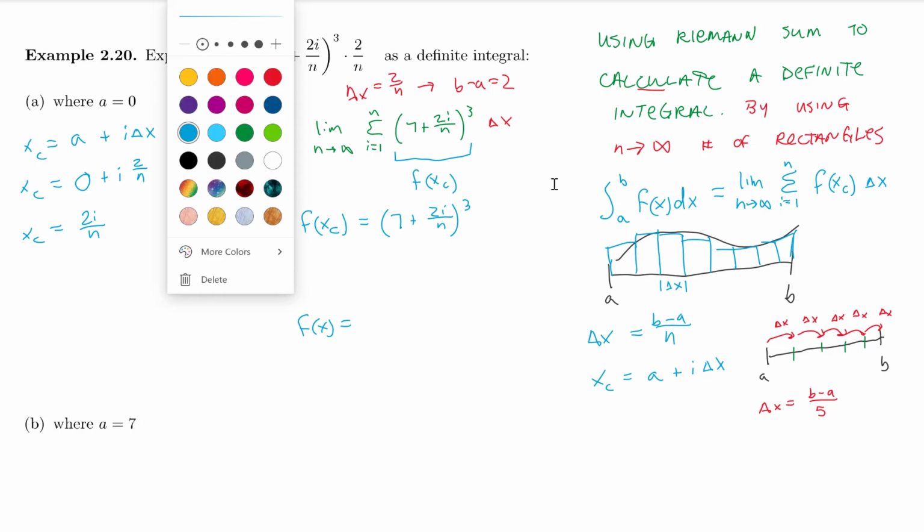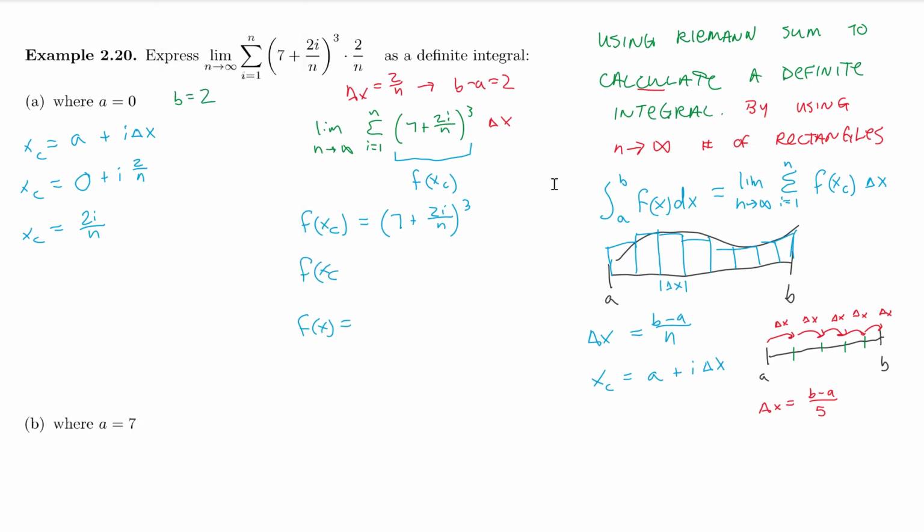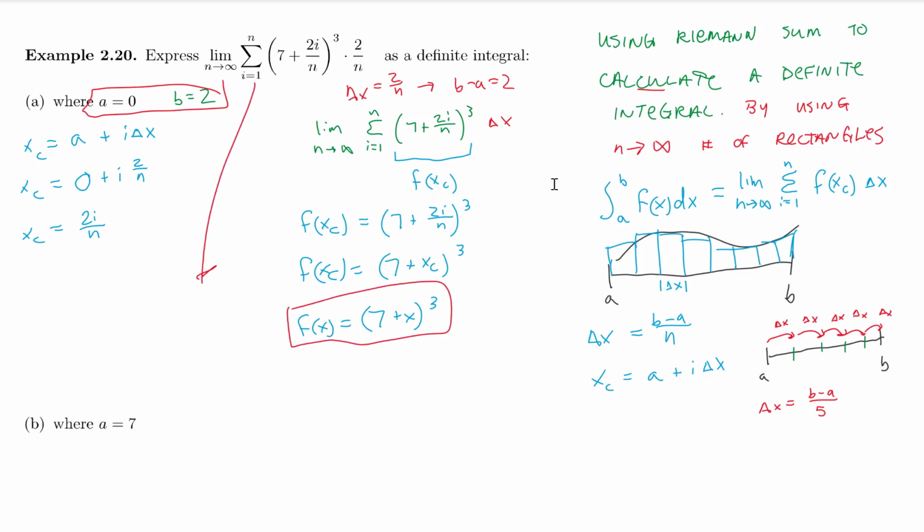So that tells me, if I look back at this, that I have 7 plus x sub c cubed, and that just tells me that my function is 7 plus x cubed. And now I can use my a and my b values and the function that I just found, and I get that this sum is finding the area given by the integral from 0 to 2 of 7 plus x cubed dx.